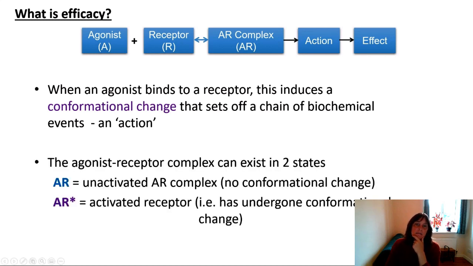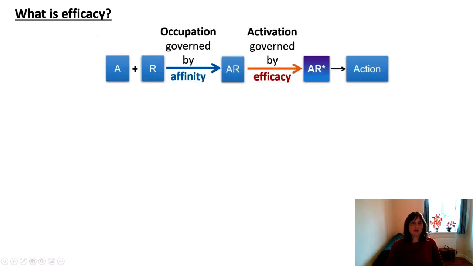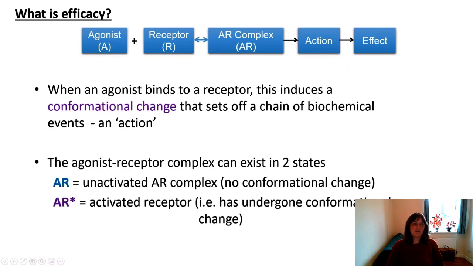And this is called the two receptor theory, or two-state theory. The agonist receptor complex can exist in two states. It can exist in an unactivated state, which is when the agonist and the receptor have joined, but there's been no conformational change, no opening up of the ion channel, for example, no triggering of the G protein cascade, or what I'm going to call the AR star, which is when the receptor is activated and has undergone this conformational change.